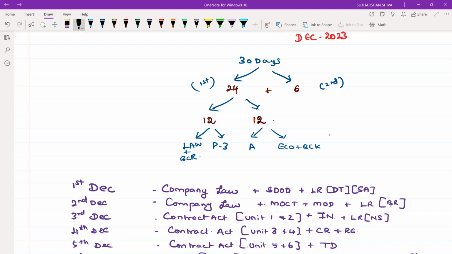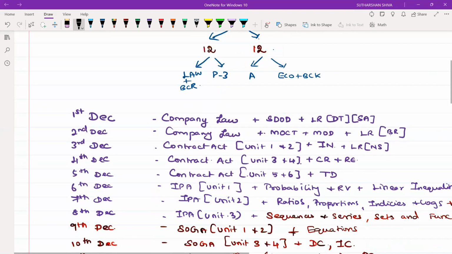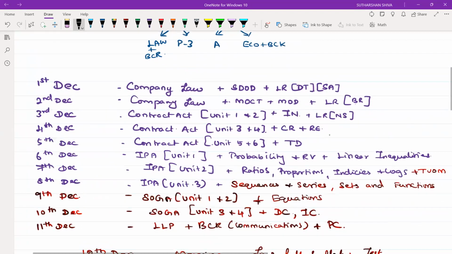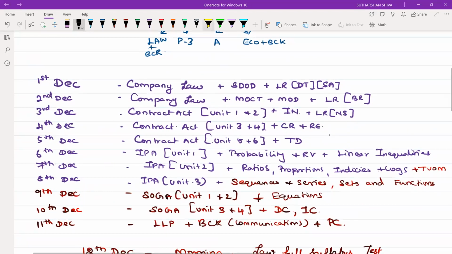Because many students feel paper 2 and paper 3 will be difficult, we will put together one descriptive paper and one mathematical paper, which makes it easier. So on 1st December, you are going to focus on company law, along with statistical description of data in statistics, and in logical reasoning you are going to focus on direction test and seating arrangement.